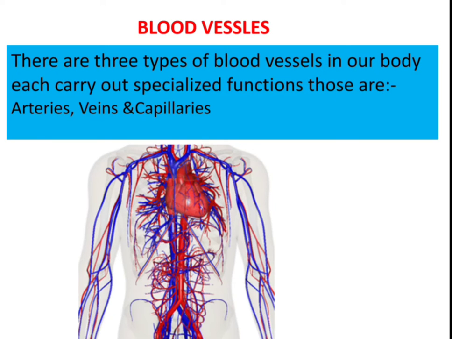Blood vessels. There are various blood vessels, mostly 3 types, which transport the blood throughout our body. These are arteries, which carry the pure blood, that is oxygen-rich blood, the veins, which carry impure blood, that is the carbon dioxide-rich blood, and the capillaries.